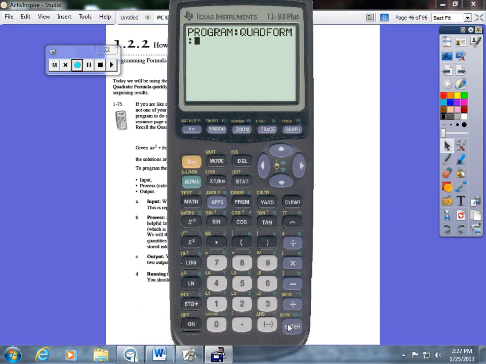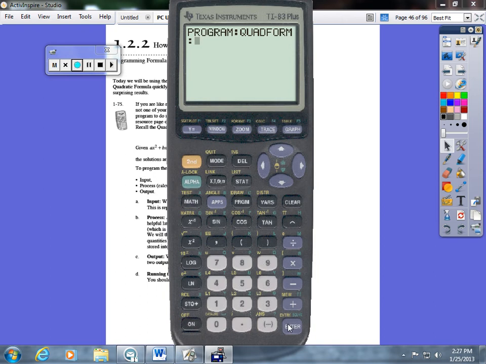Okay, enter. Now, we've got to think about what we need to know. When you're doing the quadratic formula by hand, what do you have to know? You have to know the coefficient for the x squared, which we call a. We have to know the coefficient for the x, which we call b. We have to know the constant, which is c. So we need to ask whoever's running this program what those values are.